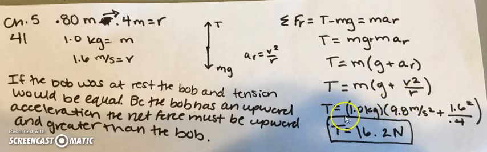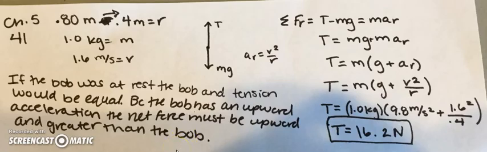T is equal to 1 kilogram, the mass of the bob, times 9.8 meters per second squared, which is gravity, which is the g, plus 1.6 squared, because that's the velocity, and then 0.4, which is the radius. And that comes out to your tension being 16.2 newtons.